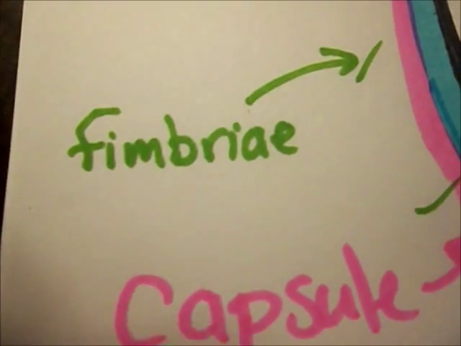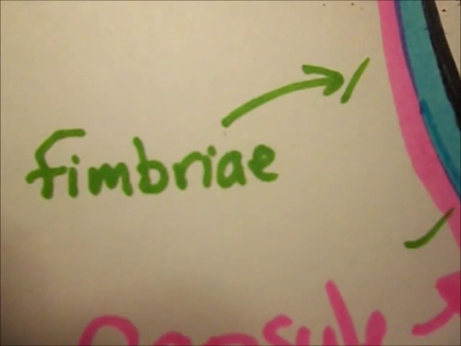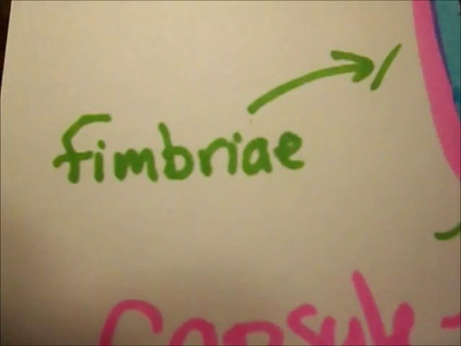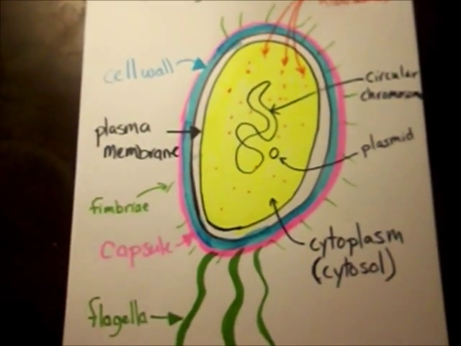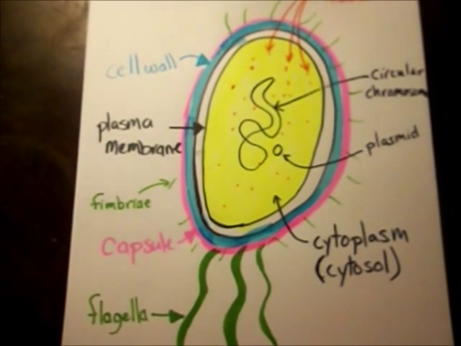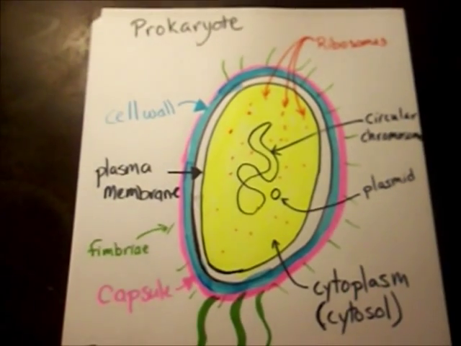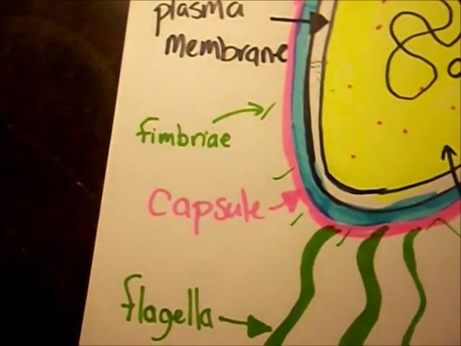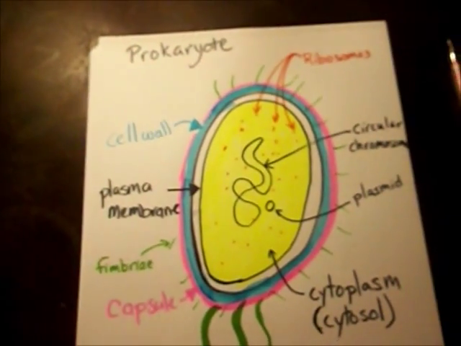When we talk about prokaryotes and bacteria specifically, towards the late winter, early spring, we'll come back to some of these other structures. But the main ones that we really care about, we've got our circular chromosome, we've got our plasmid, we've got our cytoplasm, our cytosol, we've got ribosomes, we've got our cell wall, we've got our plasma membrane, we've got our capsule, and I think we said flagella. So that's the prokaryote.